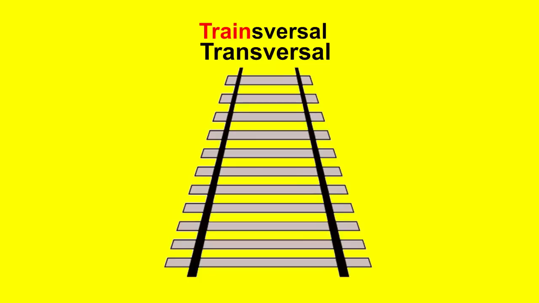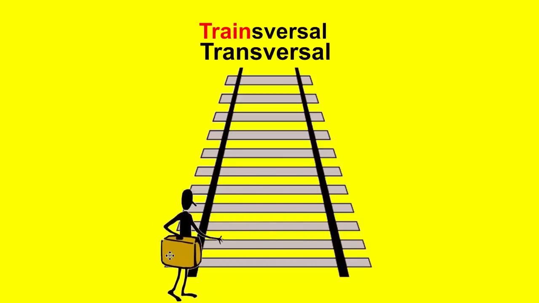And what I'm imagining is a person, or a traveler in this case, walking across the train tracks. So I have a traveler walking across the transversal of the train tracks. So this is what I picture when I hear the word transversal. Transversal sounds like train, and I picture the train tracks.